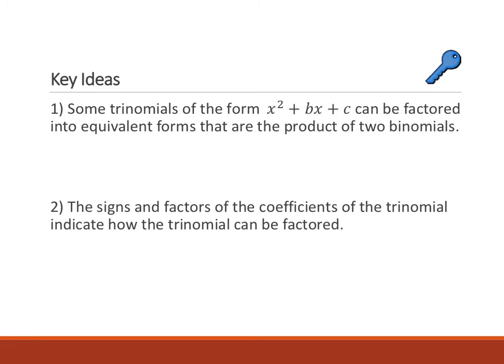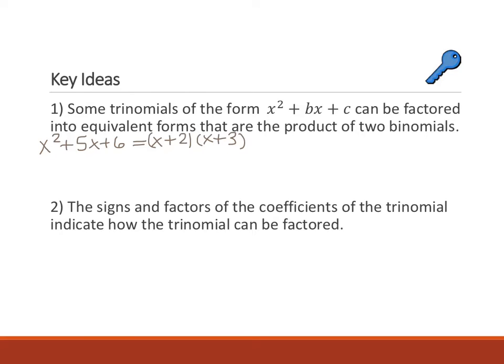Our first key idea is that some trinomials of the form x squared plus bx plus c can be factored into equivalent forms that are the product of two binomials. Let me give you an example. If I have the trinomial x squared plus 5x plus 6, I can write that trinomial, which is currently in standard form, in another form called factored form. The factored form would be x plus 2 times x plus 3. According to the key idea statement, these two forms are equivalent.